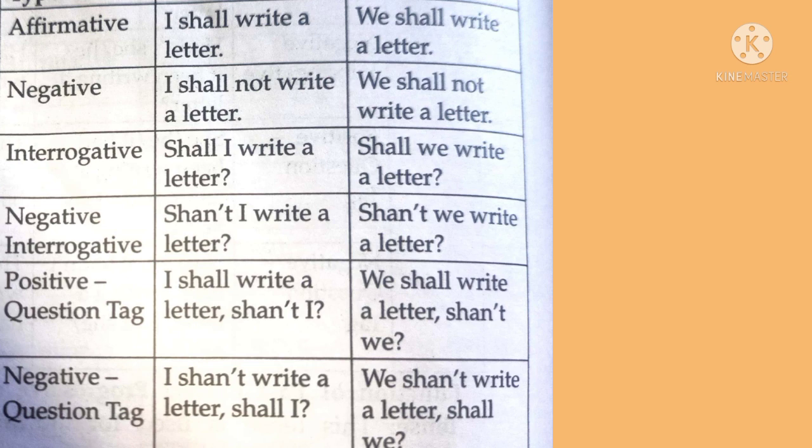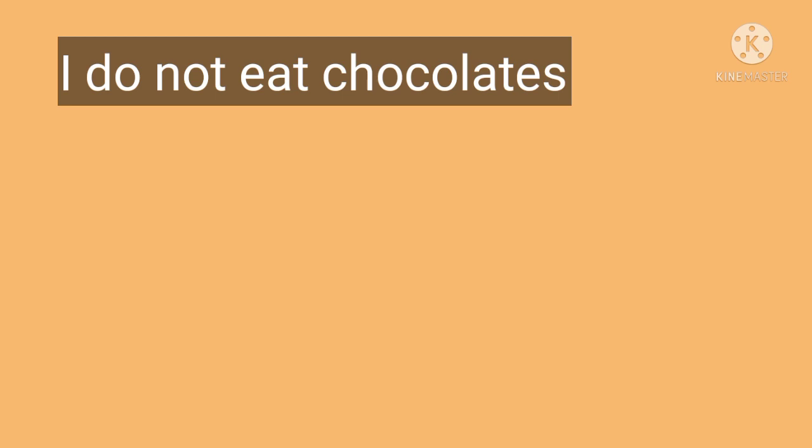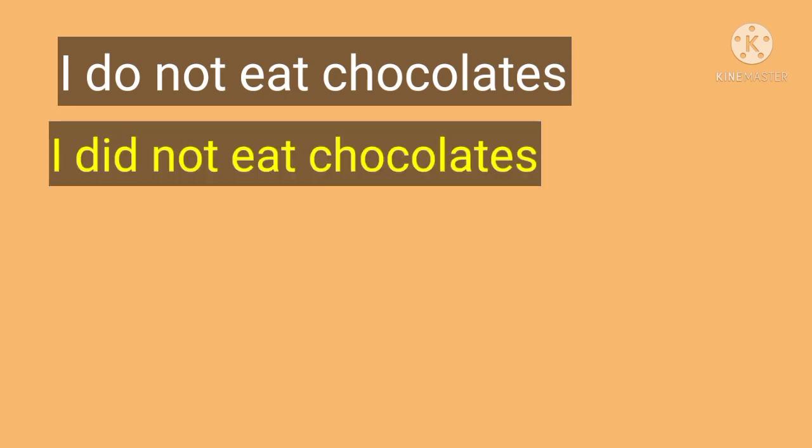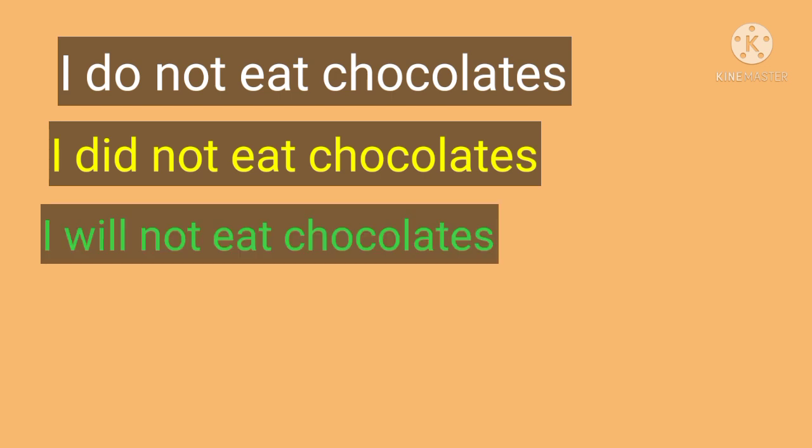See, it's very easy to understand the difference between simple present tense, simple past tense, and simple future tense. Let's try to understand this with the help of an example. Let's take the example, I do not eat chocolates. I do not eat chocolates is the sentence in simple present tense. If we have to make it into the simple past tense, it will become I did not eat chocolates. And if we have to make it into the future tense, it will become I will not eat chocolates.